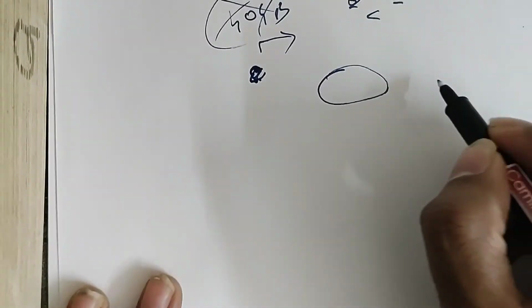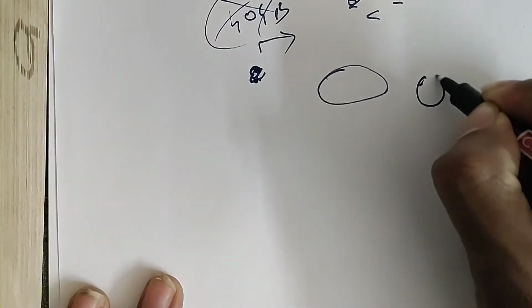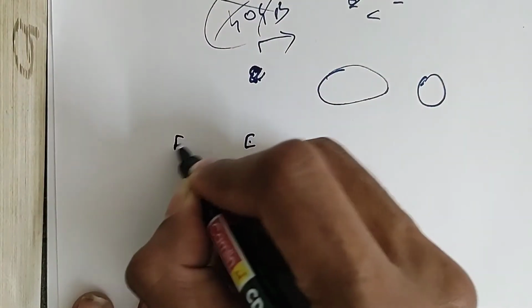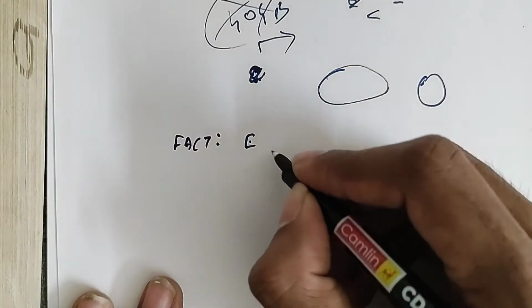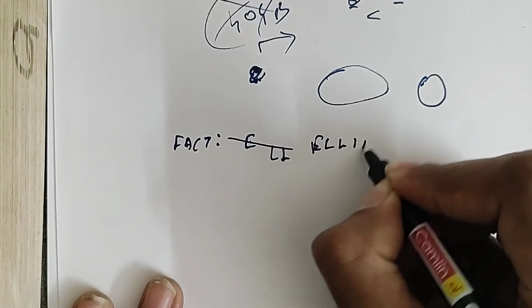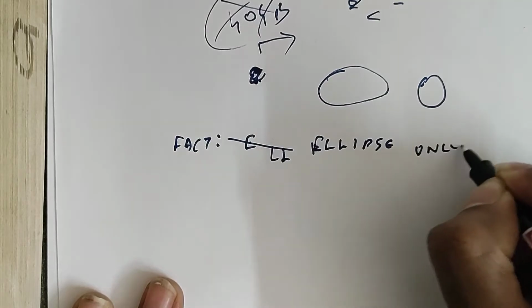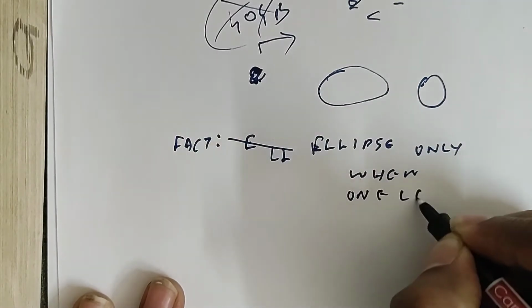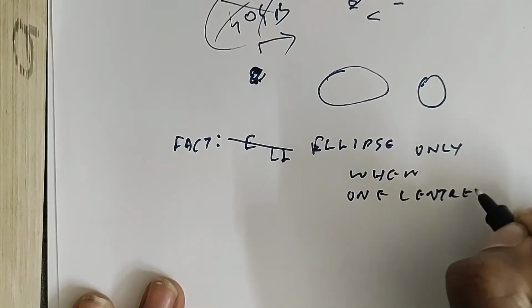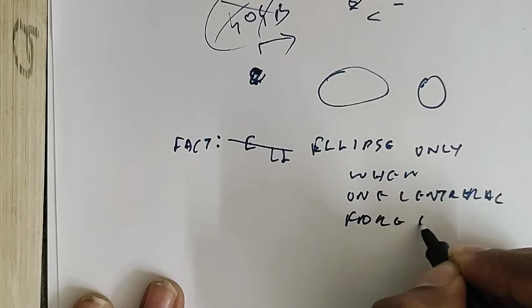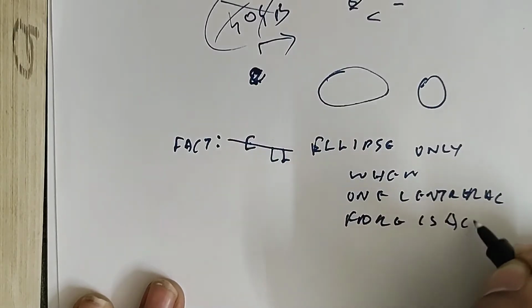The orbits are either ellipses or circles. But remember this fact. This is a fact. I want you to remember: the ellipse arises only when one central force, remember, one central force is acting.